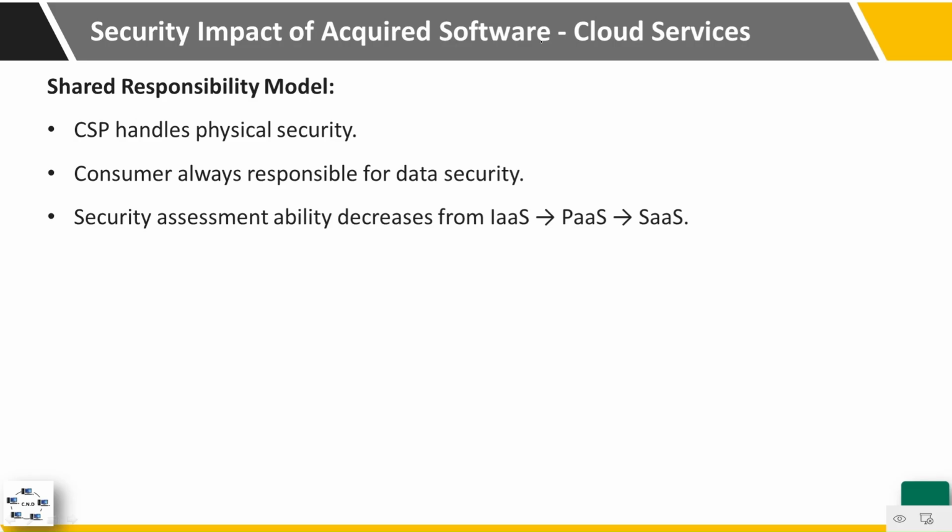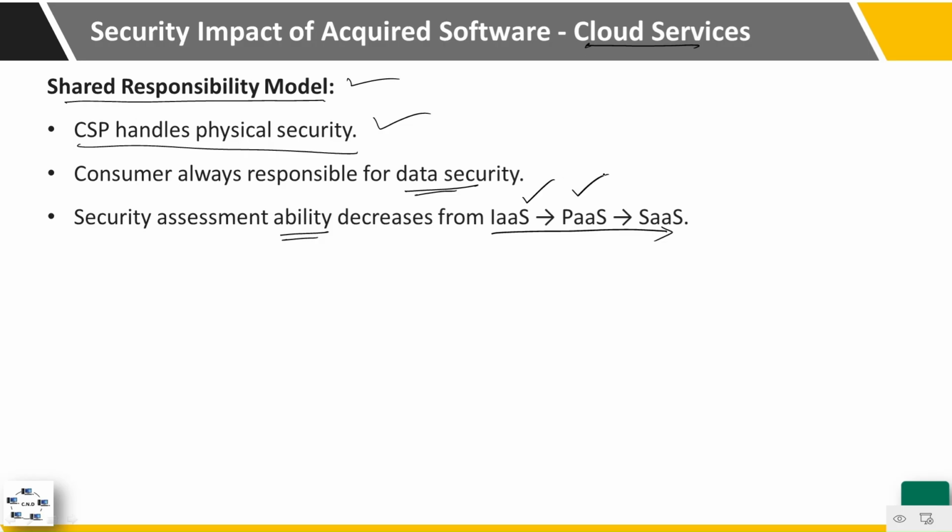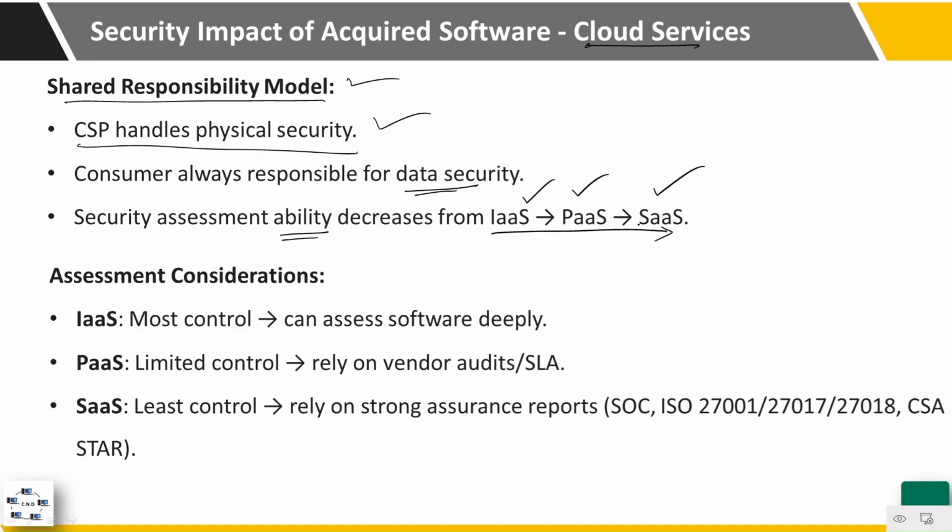The security impact of acquired software in the context of cloud services. Cloud services basically work on a shared responsibility model, in which the cloud service provider handles the physical security, while the consumer is always responsible for data security. And the security assessment ability decreases across these cloud platforms. We have more accessibility in infrastructure as a service, limited in platform as a service, and the least ability to assess the security of applications in software as a service.